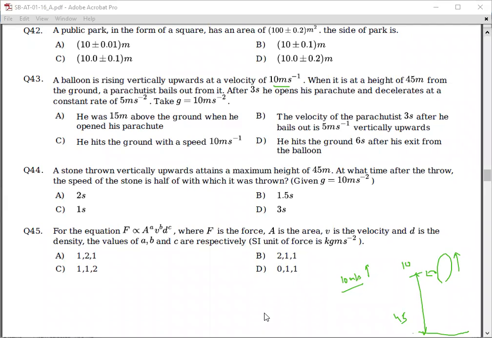Now, I guess this first concept is clear. What is the second concept? U is equal to plus 10. That is the only concept, nothing else.